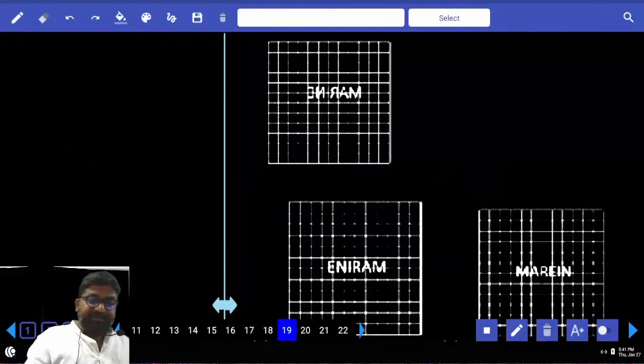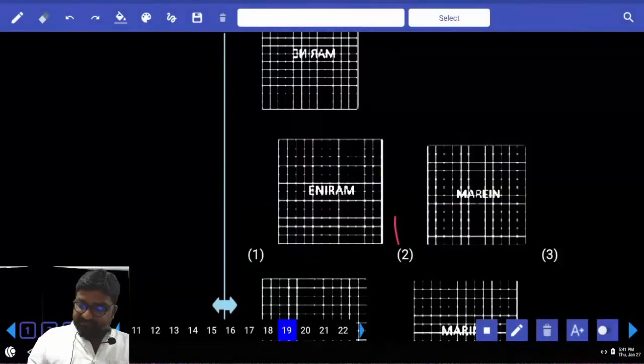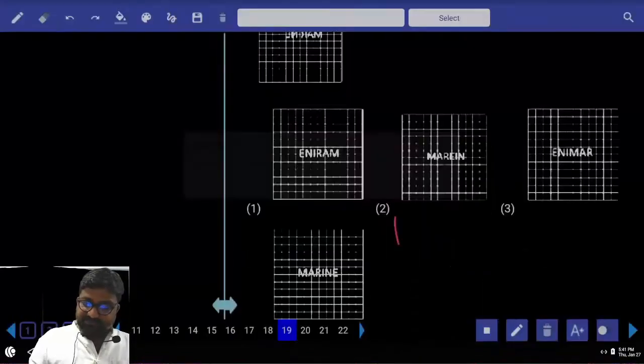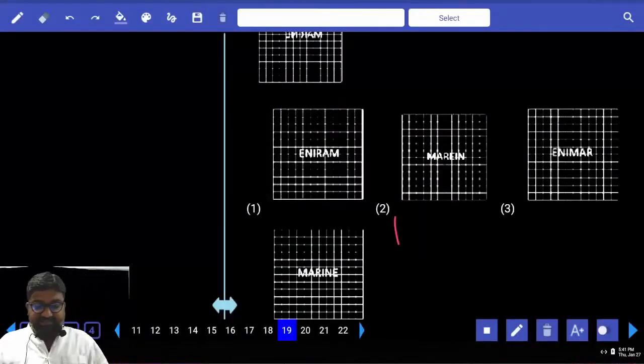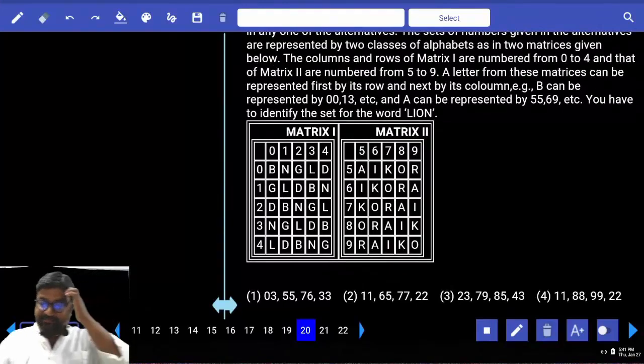Now this is purely based on mirror images. What's the answer for this? Fourth option is the answer. You'll get it exactly in the same way. 20, what is the answer?